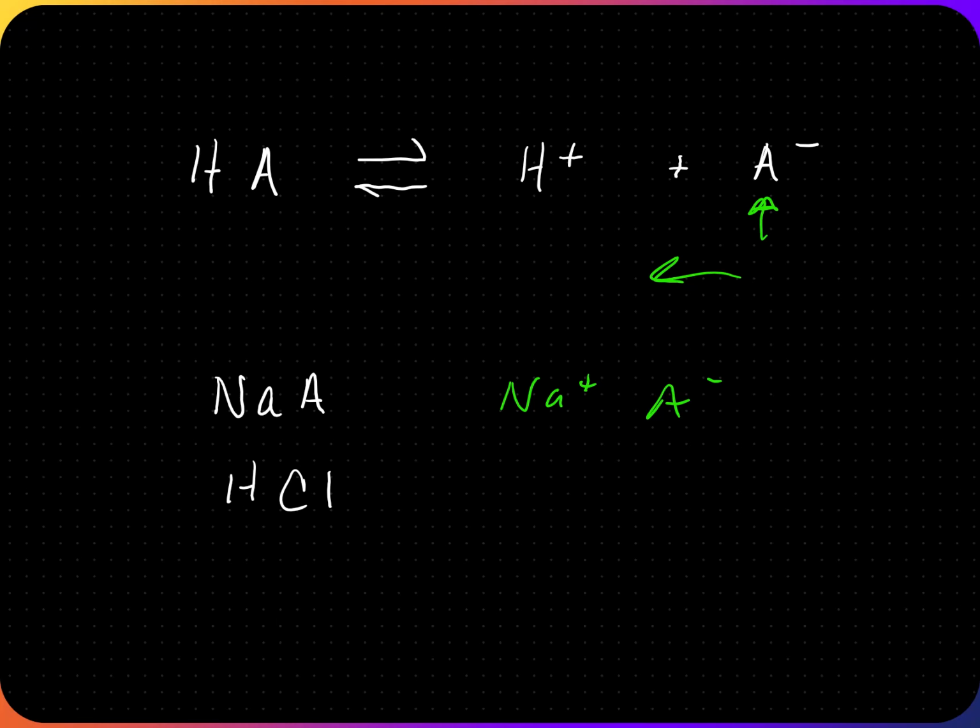If I add HCl, HCl will dissociate into H plus and Cl minus. This will increase the H plus concentration, so it will shift to the left, or the reactant side, to remove the stress. So common ion effect is just Le Chatelier's principle with numbers.